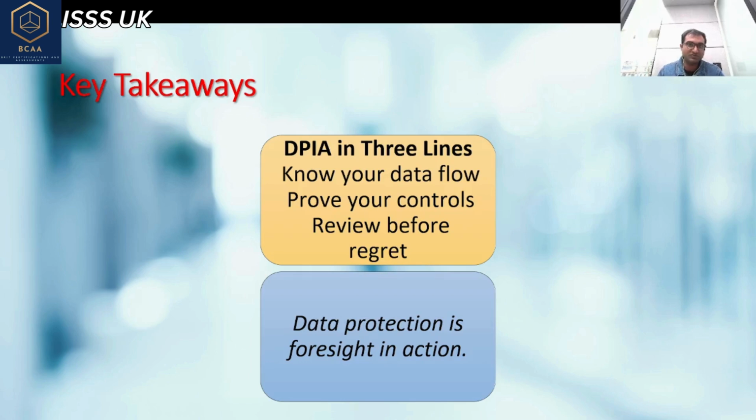Now, as we said, to summarize this, we'll end it with know your data flow, that is to analyze how your data goes, the audit trail, the change management records, and all those things. Prove your controls. We have to prove that our controls are effective, but if they are not effective, they have to be rewritten in a way that it suits the business. And of course, reviewing is important before we regret any mistake, because mistakes are never welcome. Reviewing protects. Prevention is better than cure.